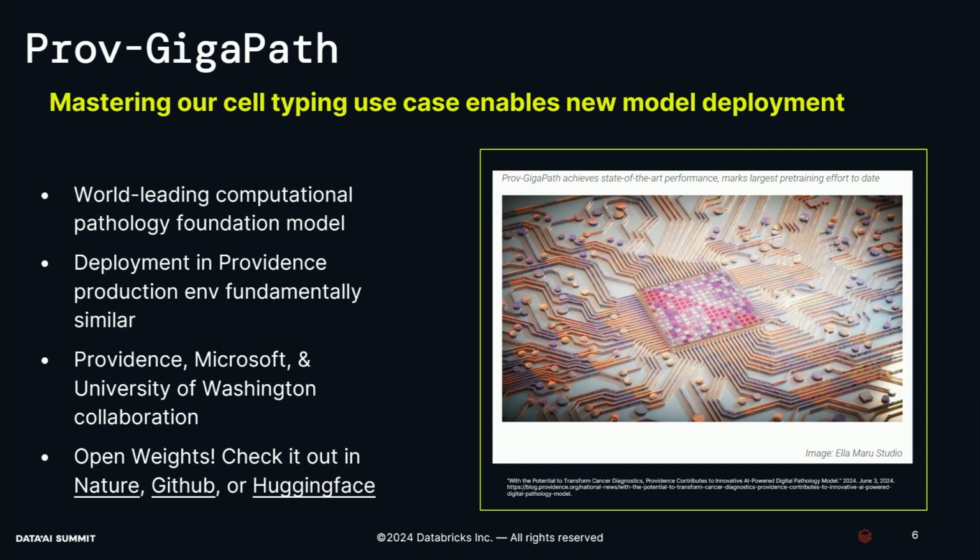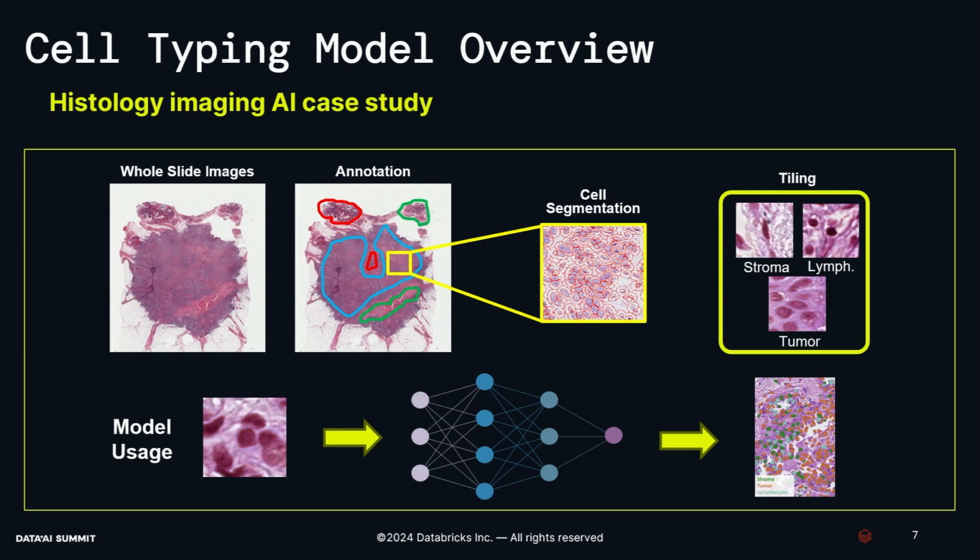So we have some initial things already in there, and I'm working very hard to get more. There are open weights. It's on Nature, GitHub, and Hugging Face. You should all check it out. It's pretty awesome. Okay, let's talk about this case study.